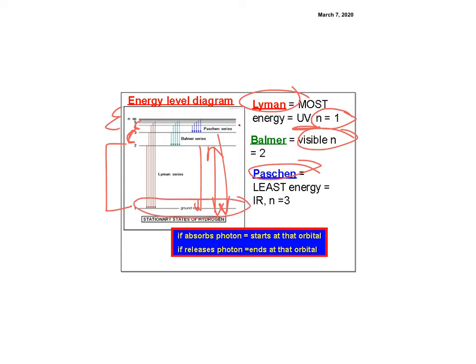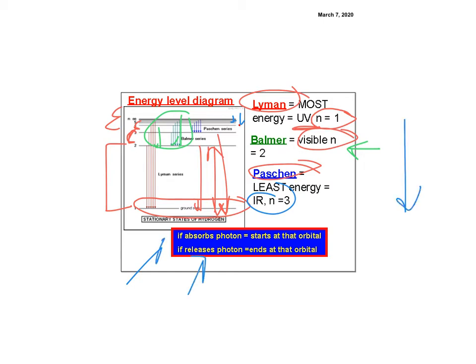Whereas with Balmer, the jump can be anywhere in here, and they're just smaller jumps, so it's less energy, so we get visible light. And then for Paschen, you get tiny little jumps right there, so that's not going to be much energy, so now you're in the infrared. You can either absorb or release, depending on which way you go.